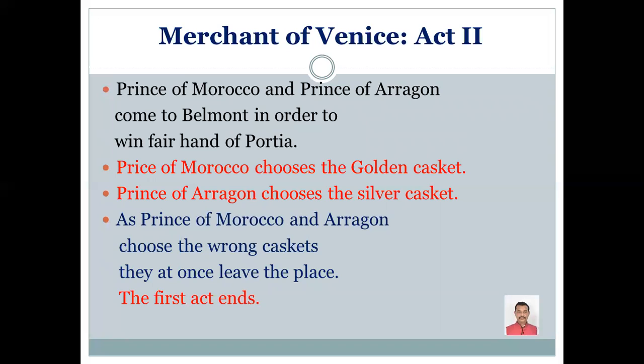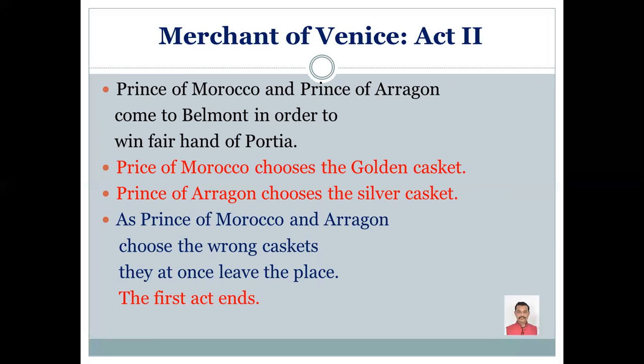And there we find the Prince of Morocco and Prince of Aragon have arrived. They have come to Belmont in order to win the fair hand of Portia. They are quite confident that they will choose the right casket. The Prince of Morocco, when he takes all those oaths and enters the room of the caskets, reads the inscriptions written over the golden casket, the silver casket, and the leaden casket. And after reading all those inscriptions, he goes near the golden casket.